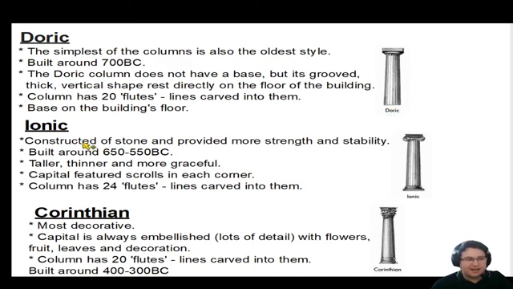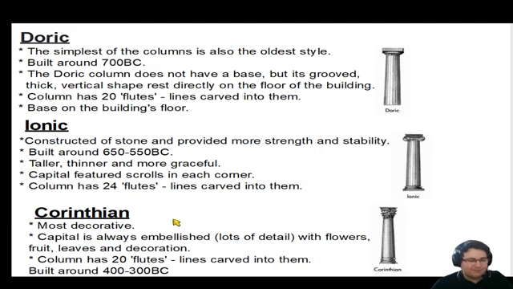Moving on, a little bit closer towards us on our timeline, Ionic, constructed of stone and provided more strength and stability. Now it doesn't actually say it here, and I apologise. I'll say it now. These Doric columns could have been made out of wood as well, so they moved on to stone. These were built around 650 to 550 BC. They are taller, thinner, and more graceful. The capital at the top, like we saw, features scrolls in each corner, and the columns have added an extra 4. Look, they now have 24 flutes all the way around. Flutes are, of course, those lines that are carved into them.